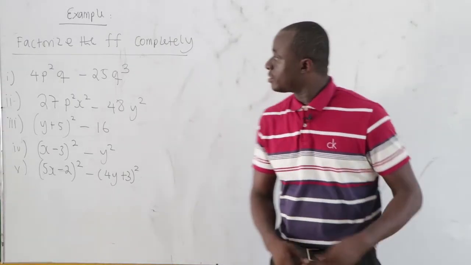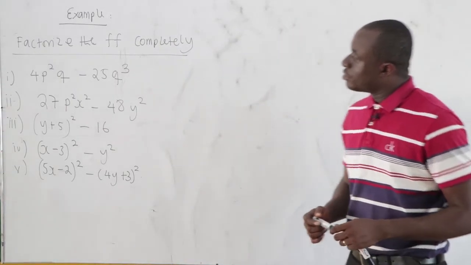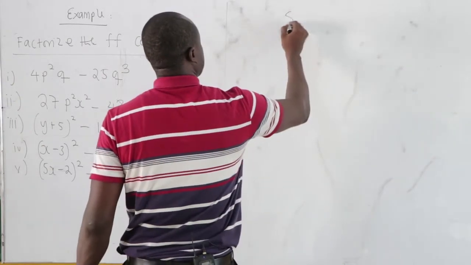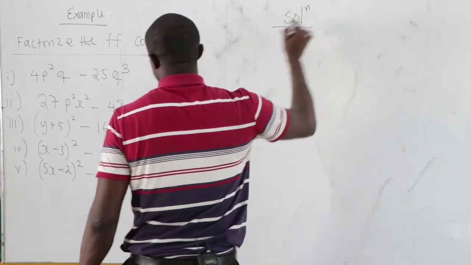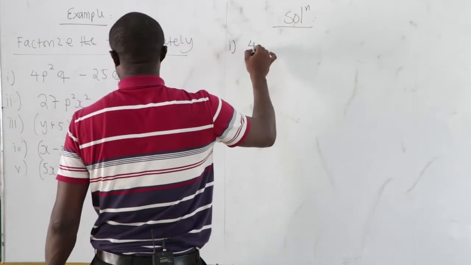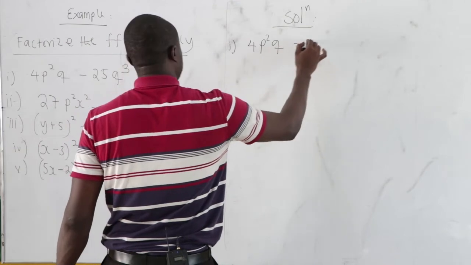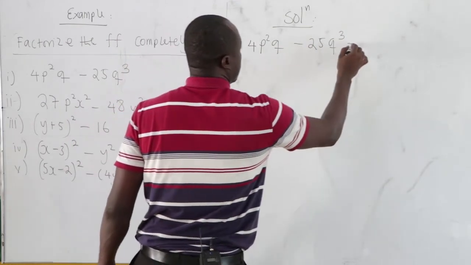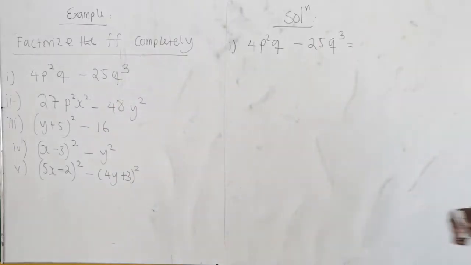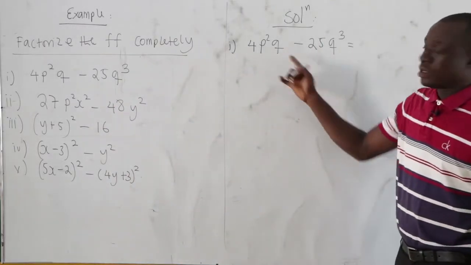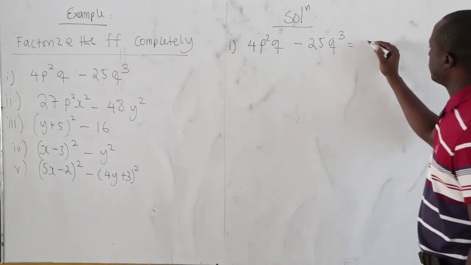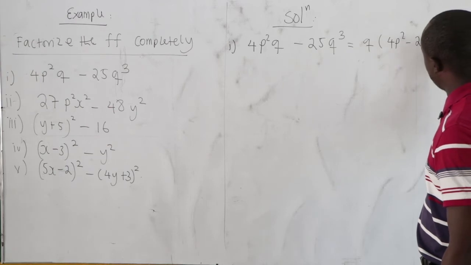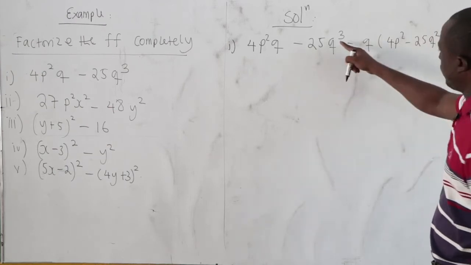Okay, let's consider this example. We have 4p squared q minus 25q to the power 3. Here we can see that q is common, so we can factorize q out. So with q out, what do we have now? 4p squared minus 25q squared, to the power 3.